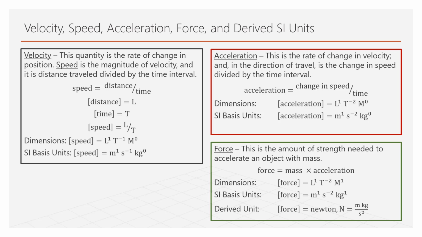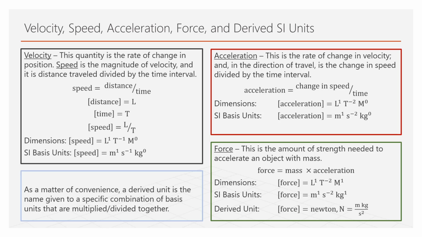This combination of units occurs very frequently. We don't want to write it out all the time. So in honor of Sir Isaac Newton for his contribution to science, we call that collection of units the Newton, or capital N for short. So the derived unit of force is the Newton, and it's equal to a meter kilogram per second squared.